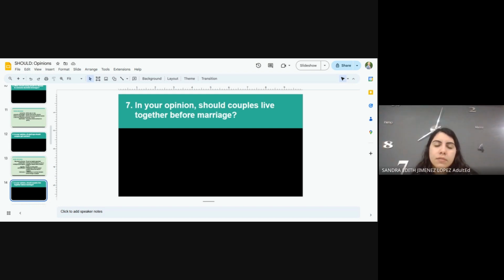In my opinion, and in my experience also, I really believe that it's good that partners live together before marriage, because this allows partners to share habits, routines, lifestyles, preferences. So this can help them to know each other more than just being in a relationship and then getting married. And they maybe find out when they marry that they don't share similar things about real life.